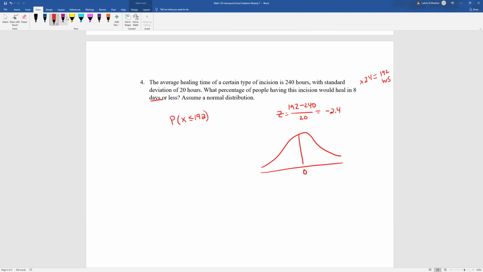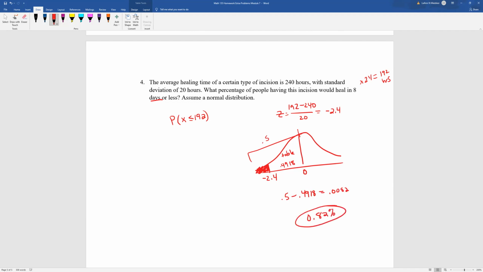So think about it this way. We've got 0 here and we're way down here at negative 2.4. We want to know this area. This is kind of called a tail. What I know is my table will tell me this area right here between negative 2.4 and 0. And when I looked that up, it was 0.4918. So if I want just this piece over here, I can do 1 minus 0.5 minus this, or I can just remember that this whole area on this half is 0.5. So we can just do 0.5 minus 0.4918, 0.0082, as a percentage. That would be really small, 0.82%.